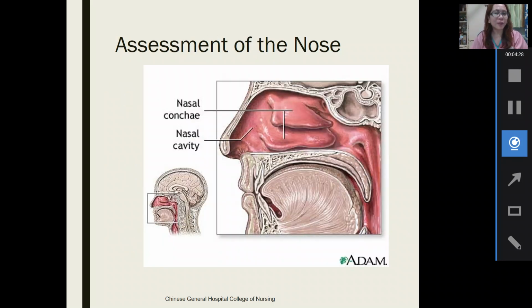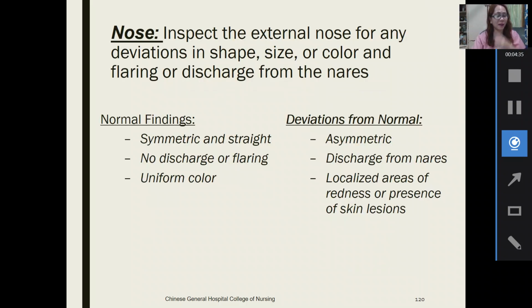So, finally, we're done with the ear. So, let us now move on to the assessment of the nose. Okay? So, gising pa ba kayo?